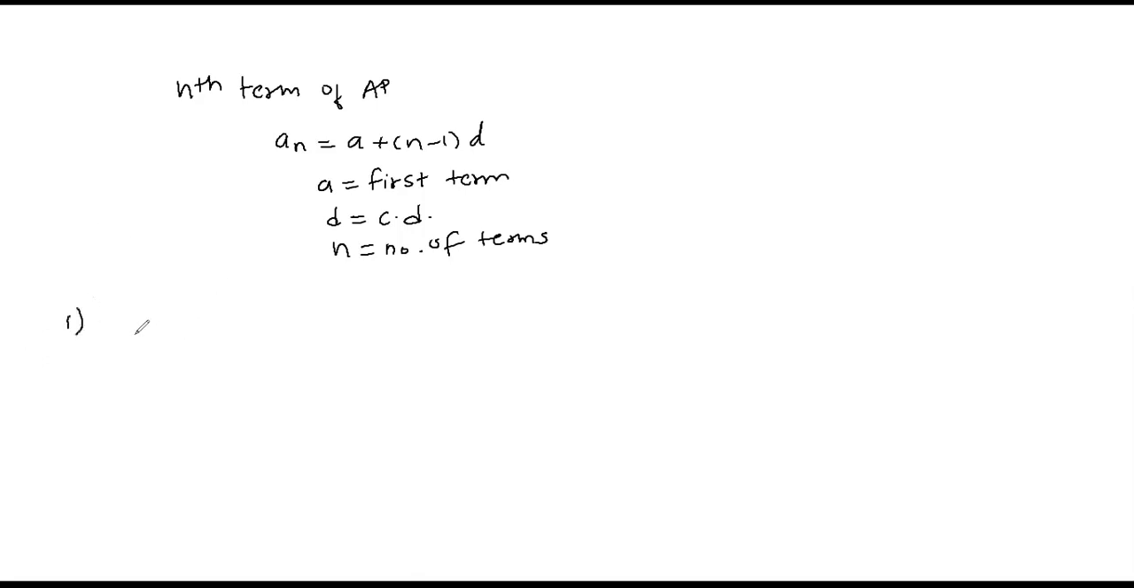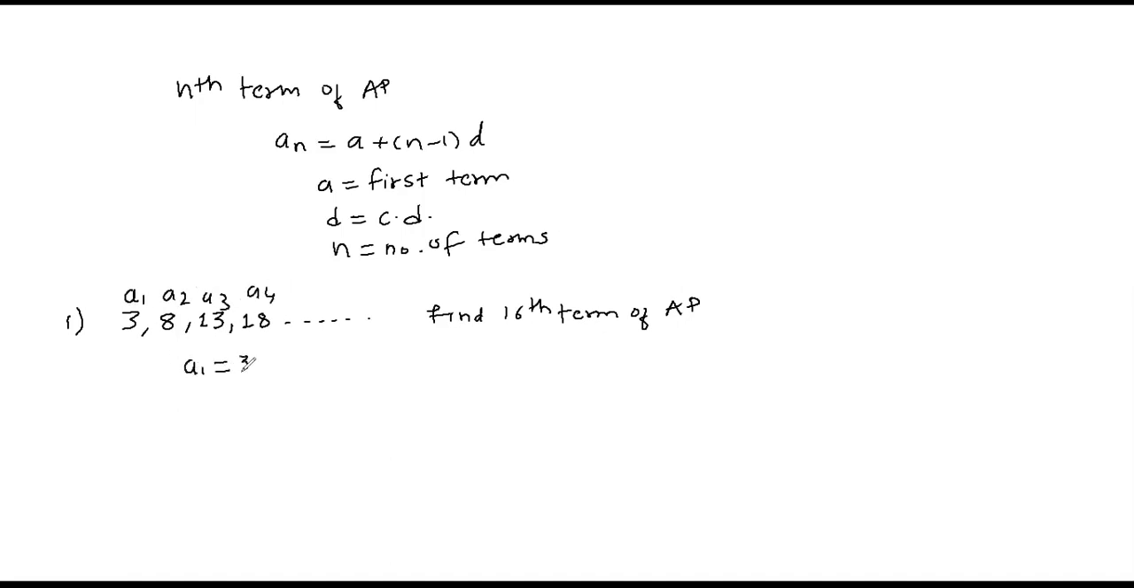So the first question is: suppose I have an AP 3, 8, 13, 18, and it goes on. We have to find the 16th term of this AP. So how do we do this question? Let's start. As you can see here, you can write A1, A2, A3, and A4. The first term, A1, is equal to 3.